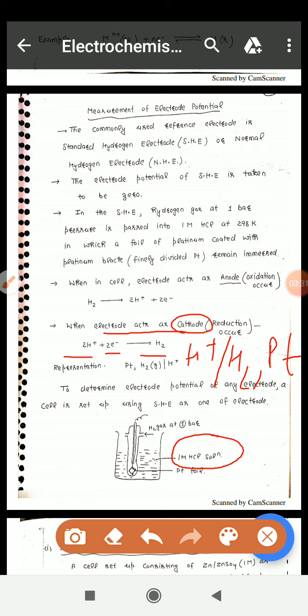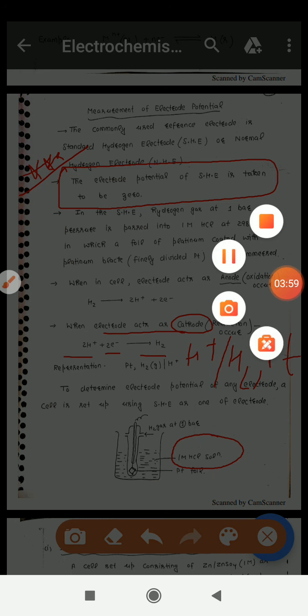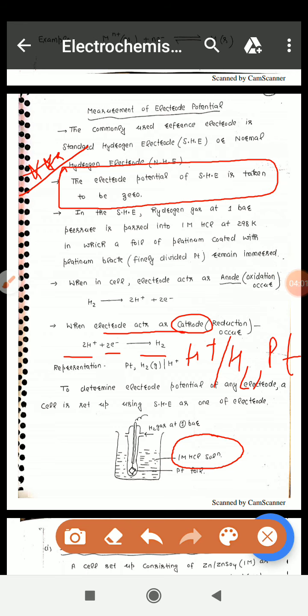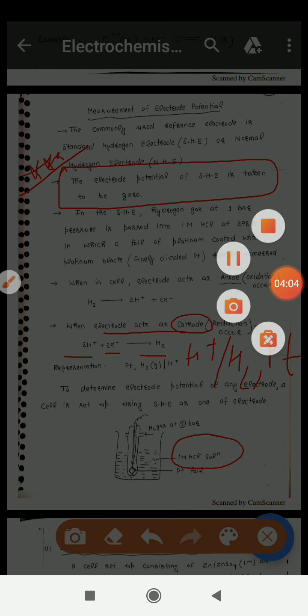Another important point in this topic is that the electrode potential of the standard hydrogen electrode is taken to be 0. This is the most important point. According to scientific convention, the electrode potential of the standard hydrogen electrode is considered to be 0. So by using this, we measure the electrode potential of the other metal ion. How can we represent the other metal ion?